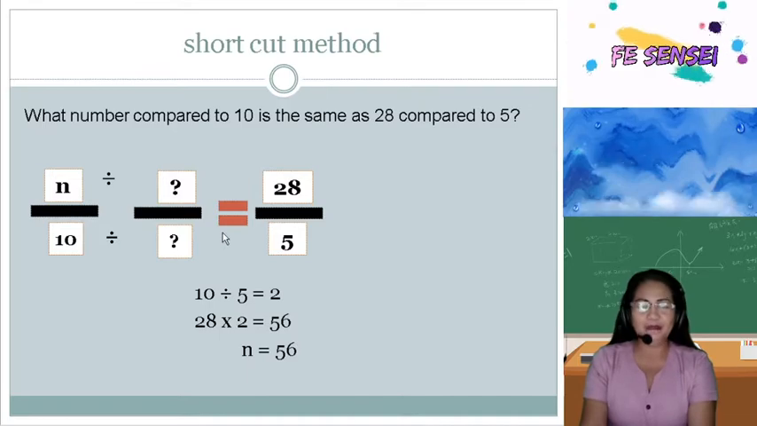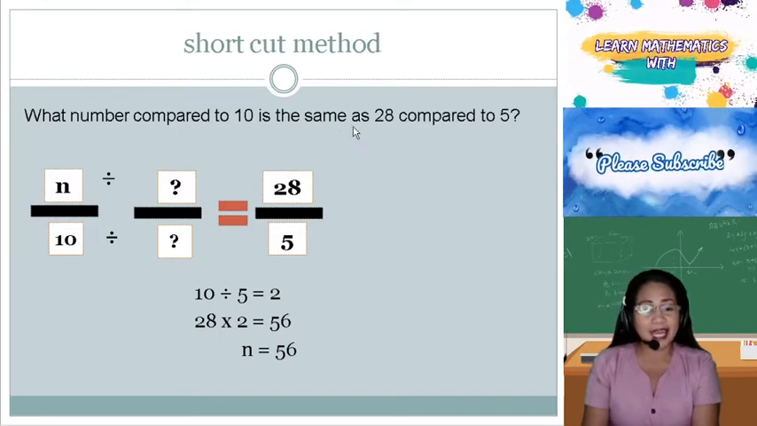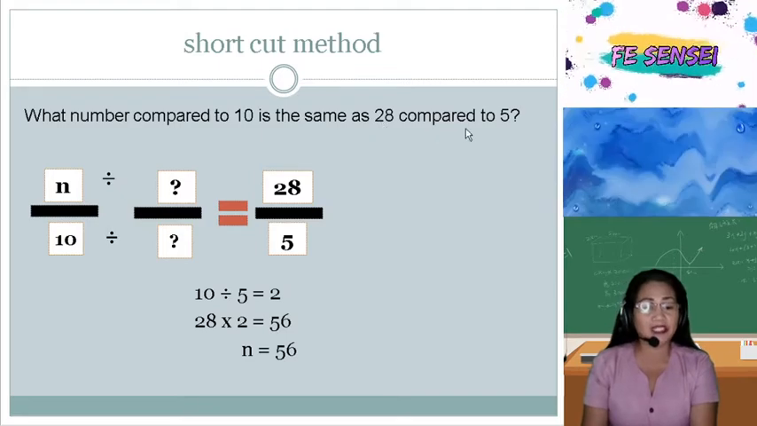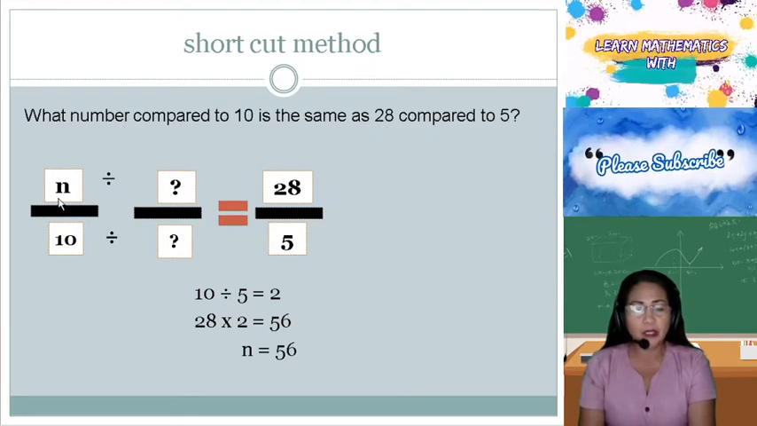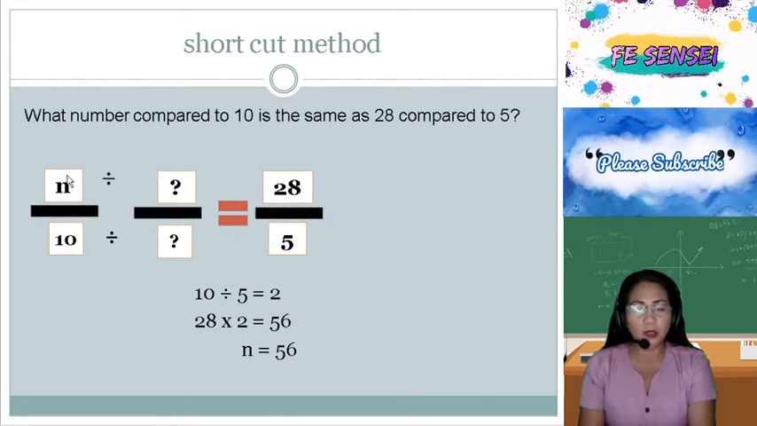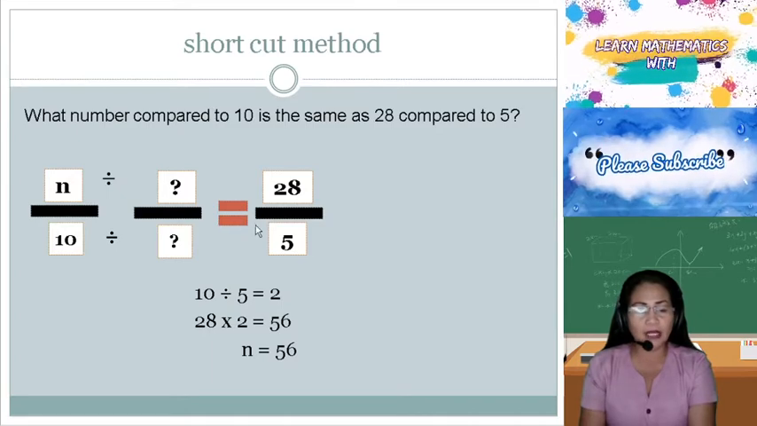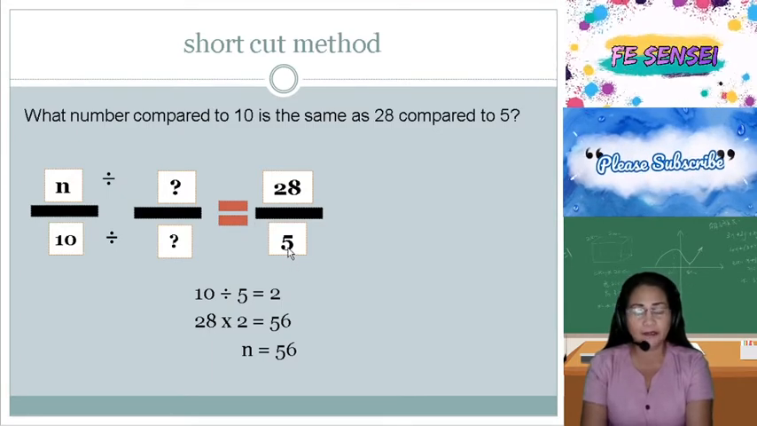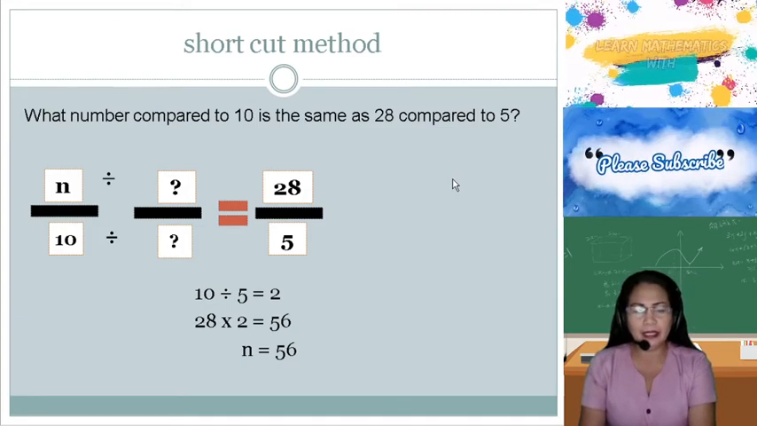Another example. What number compared to 10 is the same as 28 compared to 5? So what number? That's the unknown. What number, the unknown, compared to 10 is the same or equal to 28 compared to 5? Okay, examine the numbers.